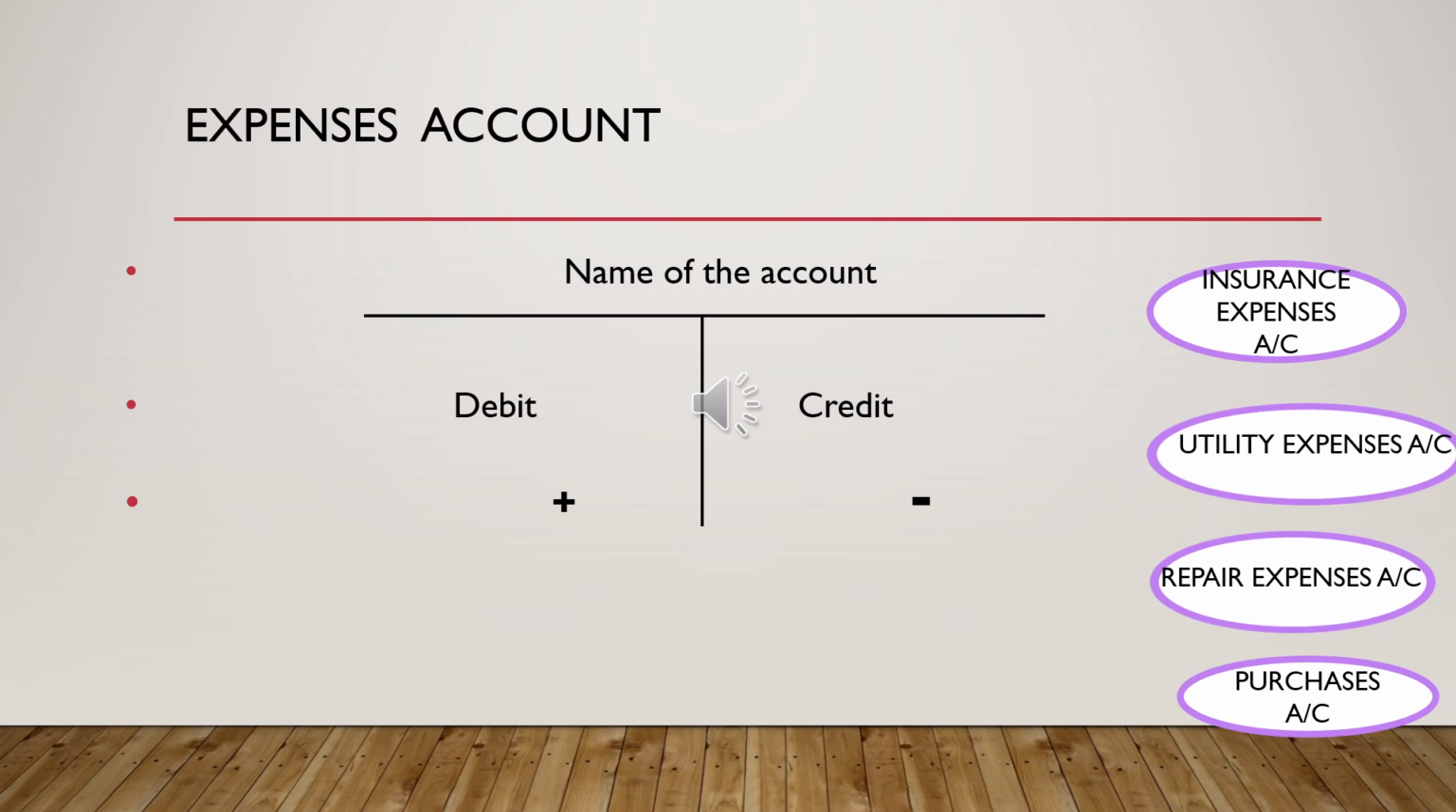Okay, in the double entry rules for the expenses account, examples of expenses accounts are insurance expenses, utility, repair, purchases, depreciation, etc. For the expenses account, the double entry rule used is that the increase in the expense account will be recorded in the debit side. Meanwhile, the transaction that caused the expenses to decrease will be recorded at the credit side.